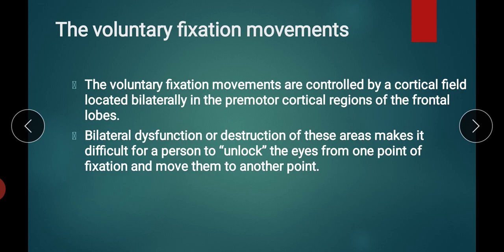Once the eye is locked on an object of interest, it is difficult to unlock the eye, and to move the eye, the person either has to cover his or her eye for some time, or keep his or her eyelid closed, okay, for some time. Then he or she can unlock the eye and focus on another object if this area is damaged. These are the difficulties which a person has to face if the voluntary fixation area is damaged. He or she has difficulty unlocking the eye.